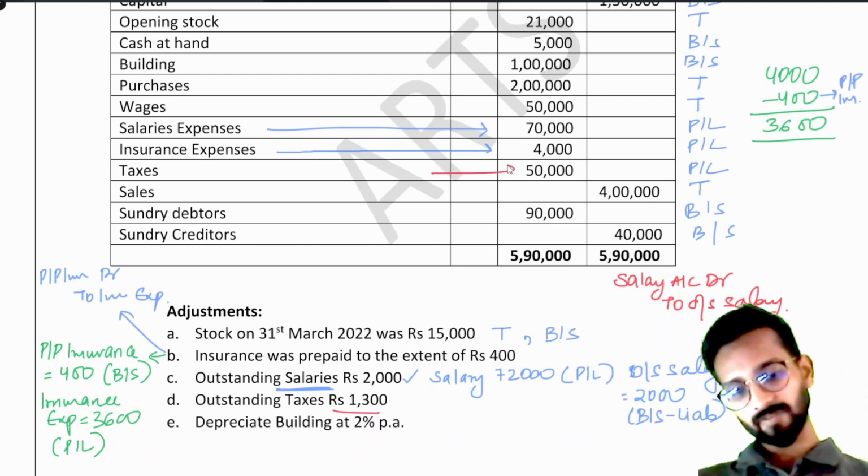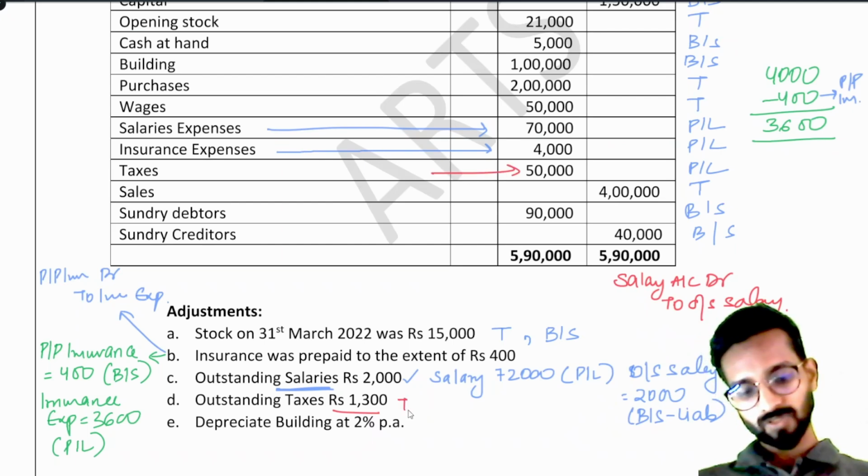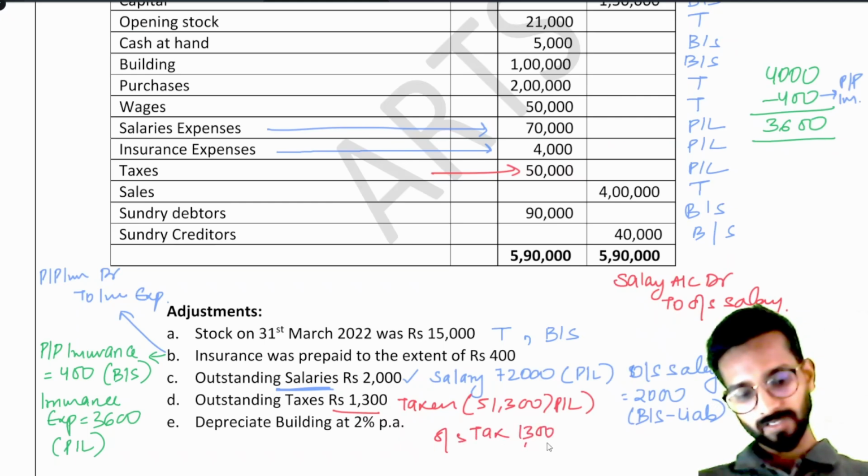Taxes were how much? 50,000. Again the same thing. So tax expense totally will be 51,300 in P&L. Outstanding taxes will be our liability, that is 1,300 in our balance sheet.